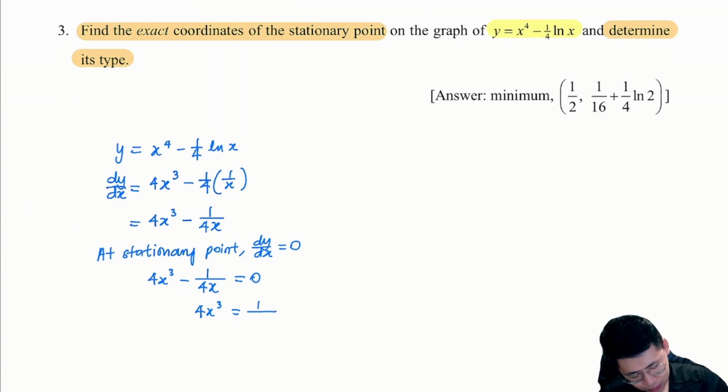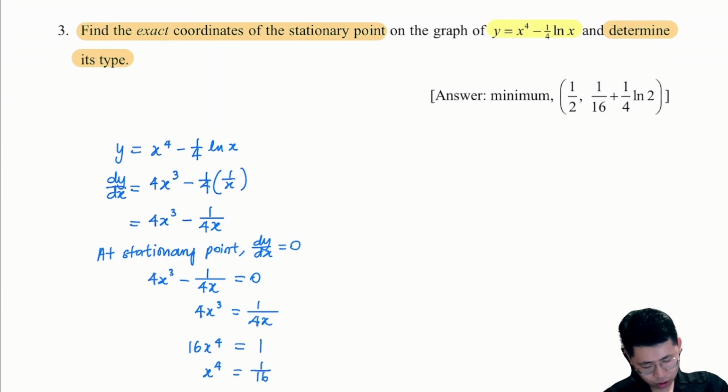Okay, I will move this to one side over here. Right? The next thing I'm going to do is multiply this by 4x over here. So in total, I'll have 16x to the power 4 equals 1 over 1. So this is going to be equal to 1 now. Okay? Now then x to the power 4 will be 1 over 16.